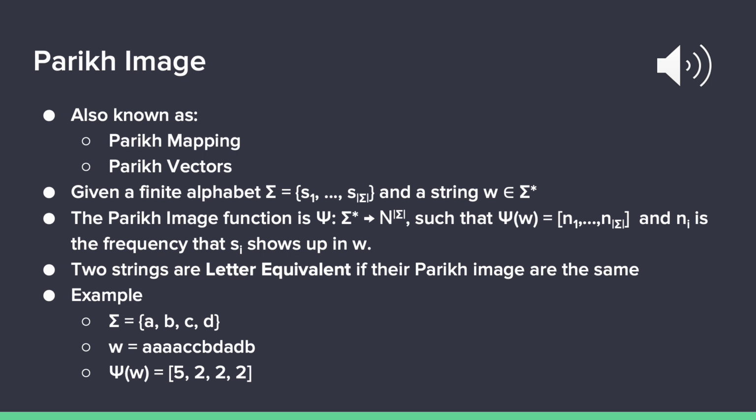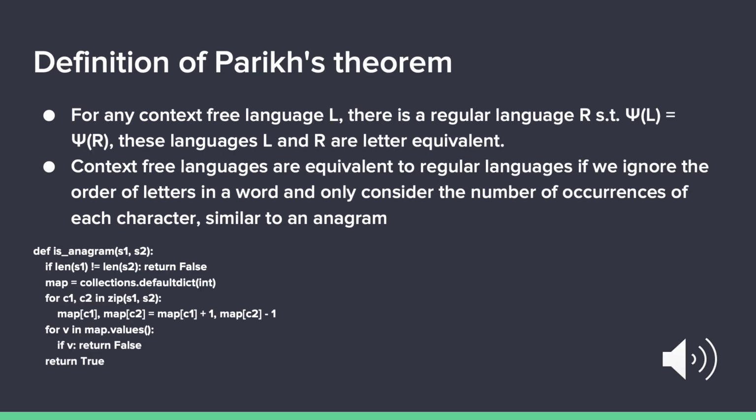So at the bottom here, you can see an example. Let's say our alphabet is A, B, C, and D. And then our word is 4 A's, 2 C's, B, D, A, D, B. Then using the Parikh image mapping function, we get the resulting vector of 5 A's, 2 B's, 2 C's, and then 2 D's. So here we would define what Parikh's theorem is.